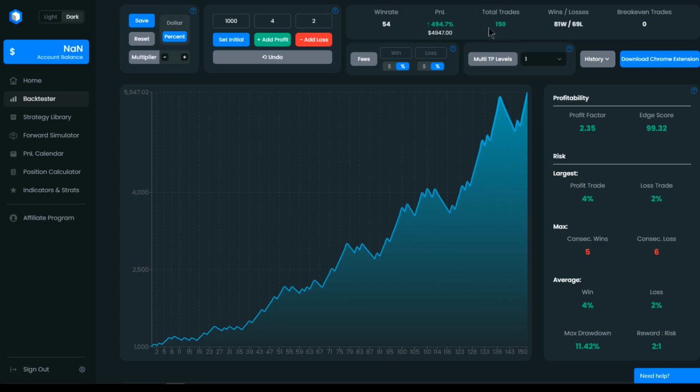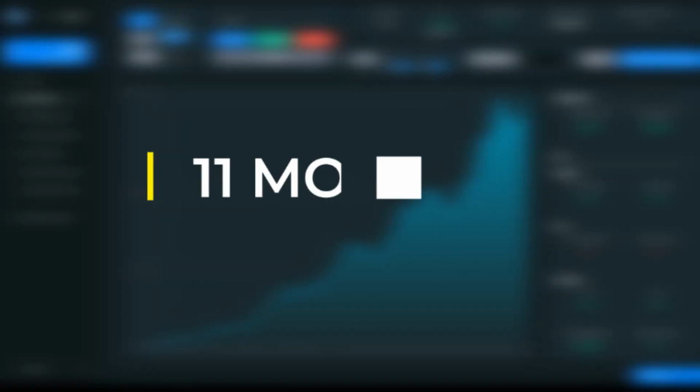After 150 trades, we see that the win rate of this strategy was 54% and the gain on the account was 494%. These numbers are decent, especially considering the 1:2 risk to reward ratio. We see that it had an amazing profit factor of 2.35, 5 consecutive wins against 6 consecutive losses, and a maximum drawdown of 11.42%. Also, the backtesting for this strategy took 11 months.